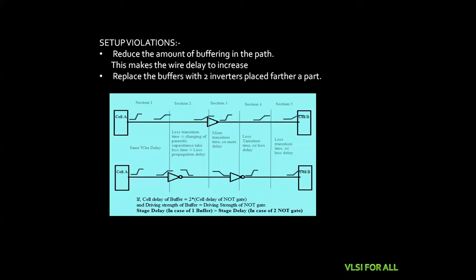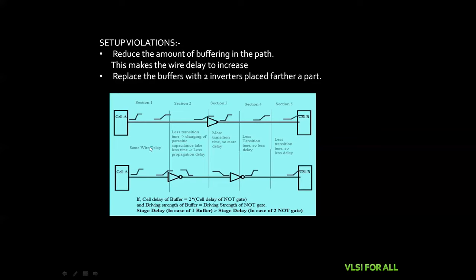Till now, we have discussed the basic concepts of setup and hold time violation. Now we are discussing some techniques for fixing them. First one is reducing the amount of buffering in the path. By reducing the buffering in the path, it will reduce the cell delay but increase the wire delay. If we can reduce more cell delay in comparison to the wire delay, the effective stage delay decreases. The next one is replacing the buffer with two inverters placed farther apart. As we have seen in the circuit, this is the buffer, and this buffer can be replaced with two inverters.